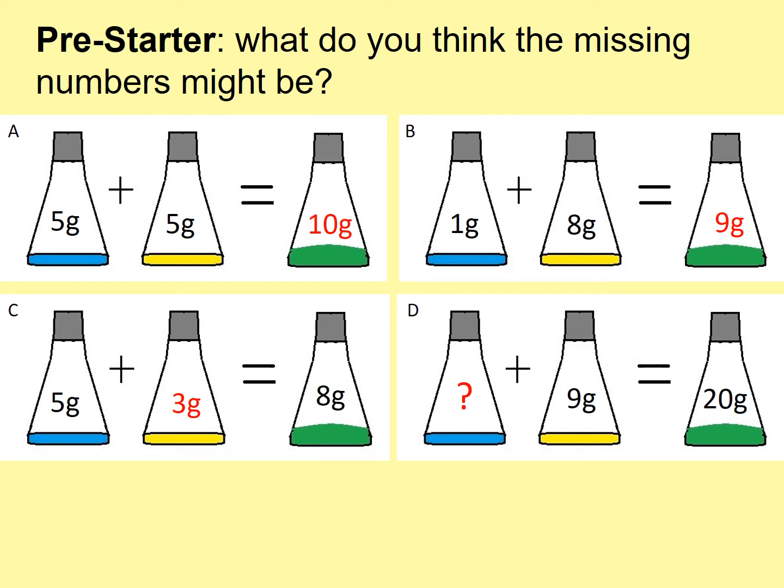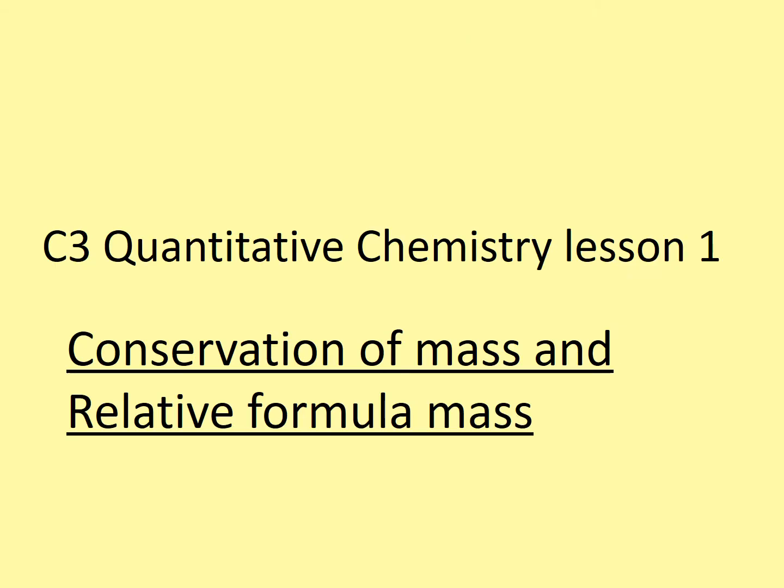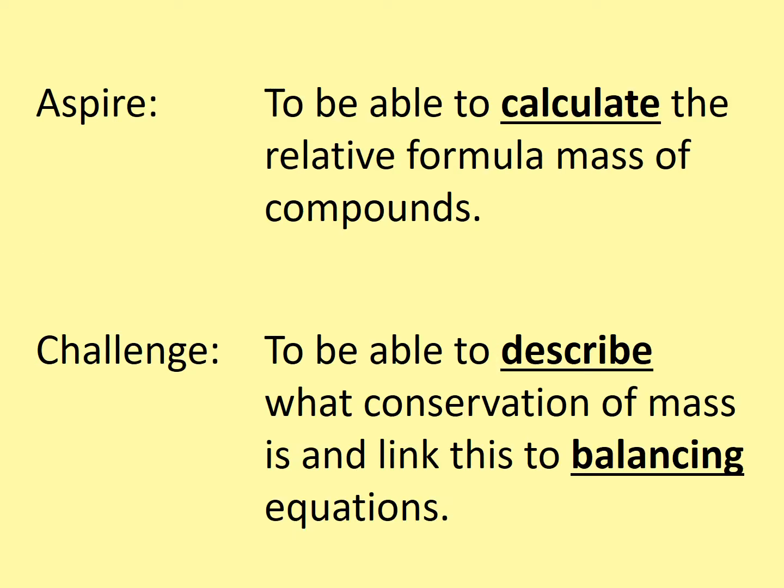And similarly, if you have 9 grams and you're adding something to it and the total grams comes out as 20, then you should have done a simple sum, 20 minus 9, and that would leave you with 11 grams. And that leads us into what today's lesson is actually about. So we're going to look at conservation of mass and relative formula mass. So our challenge today is to be able to describe what conservation of mass is and link this to balancing equations. And our aspire is to be able to actually calculate the relative formula mass of individual compounds.